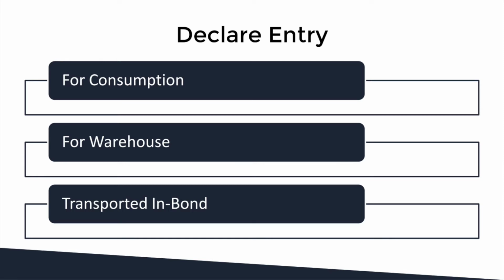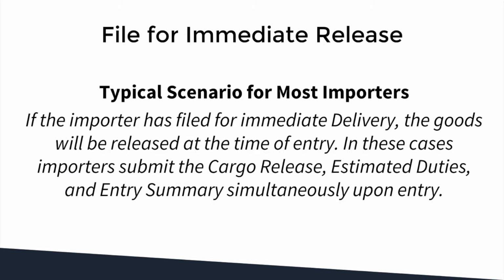Goods may be entered in three ways: for consumption, for warehouse at the port of arrival, or they may be transported in bond to another port of entry to be entered there. About 95% of the goods entered in the United States are entered for consumption, as this includes all commodities entered for commercial, business, or personal purposes. At this point, there are a few different deadlines for the various items that must be filed with customs.